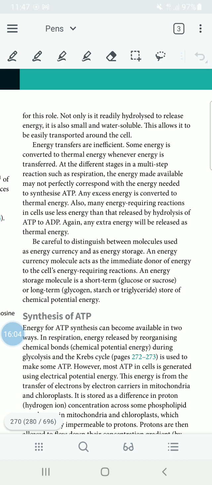So let's see whether you have written it down properly. It is easily hydrolyzed to release energy. Number two, it is small and can be transported easily. And it is water soluble, which helps in the same transportation mechanism. Those are the three things you have to write.